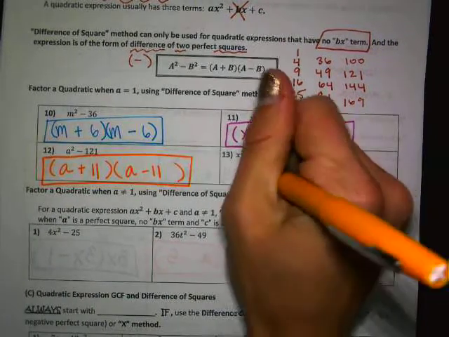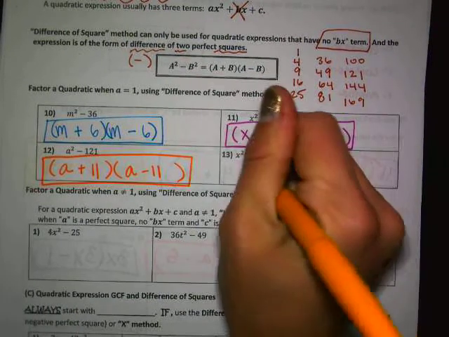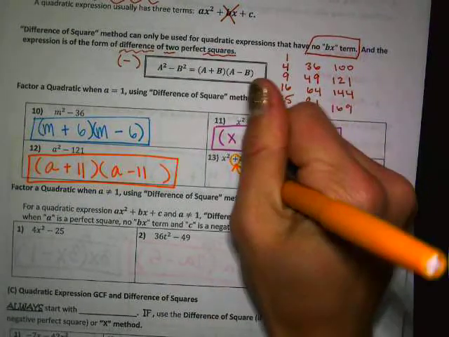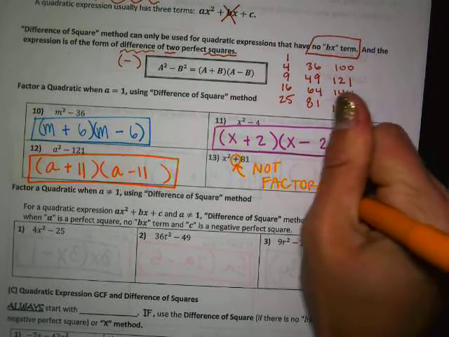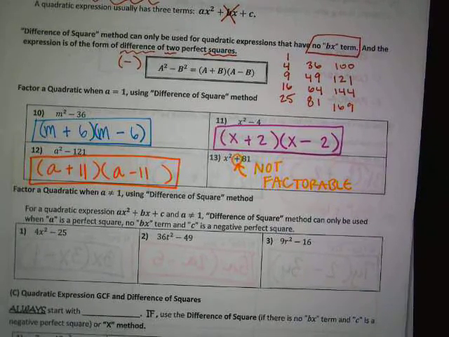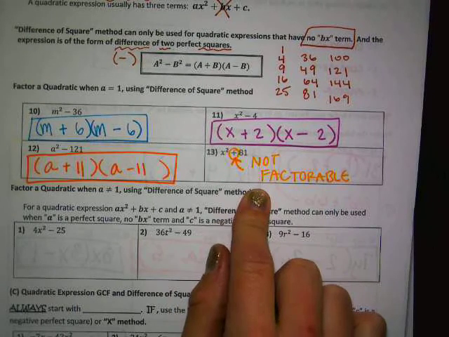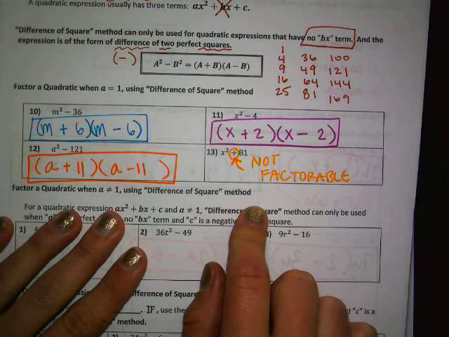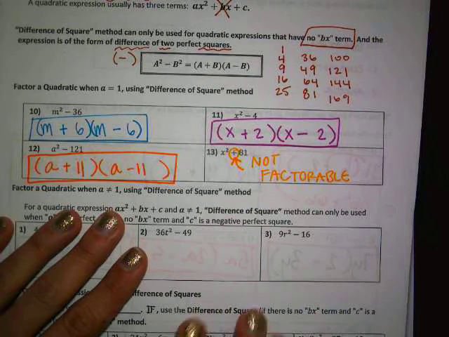Why does number 13 not work? Because it's a positive. It has to be a difference. Okay? A difference. So this one is not factorable. It is not x plus 9 times x plus 9. That will not give you this answer. It is not factorable. If you did FOIL x plus 9 times x plus 9, what will happen? You get x squared plus 18x plus 81, because then the middle term won't cancel out. The middle term won't cancel out if you do that, right?